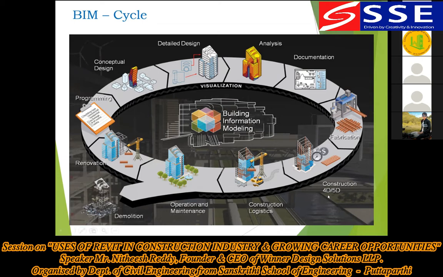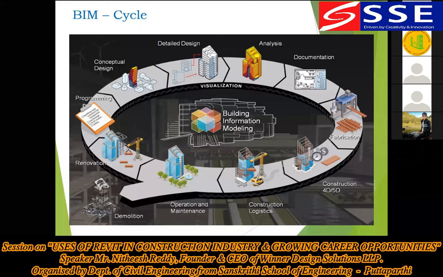Next, after 4D and 5D comes 6D. 6D is considered Green Building Studio, which is again a separate software. Green Building Studio will be used for energy analysis of a building, but it is not a separate software, it is added as a plugin for Revit. And 7D is all about operations and maintenance. Next, coming to renovation. This is a big and vast concept.